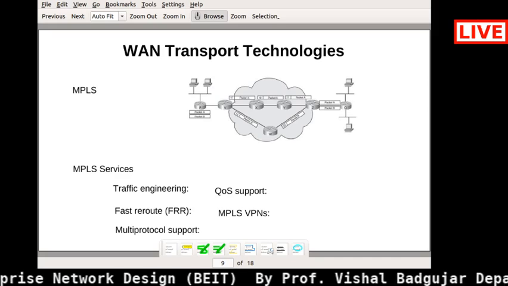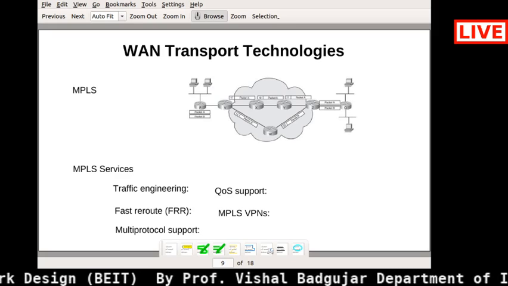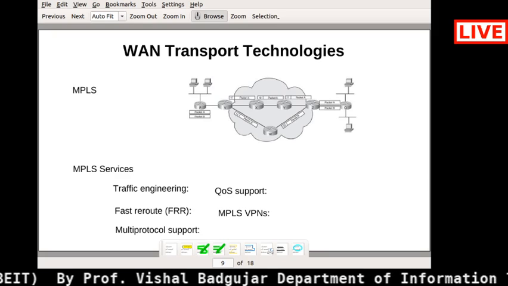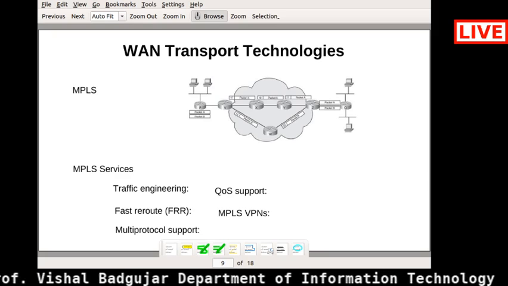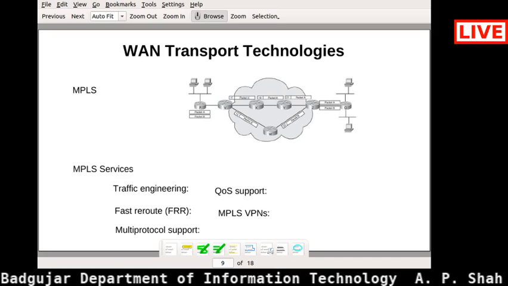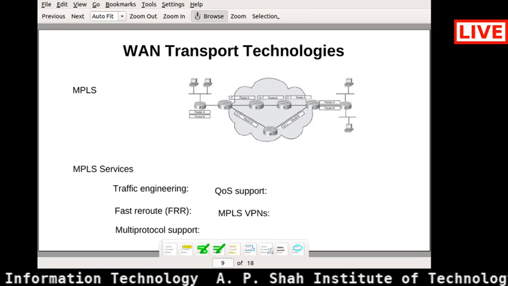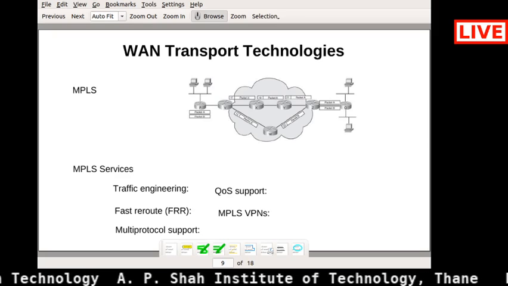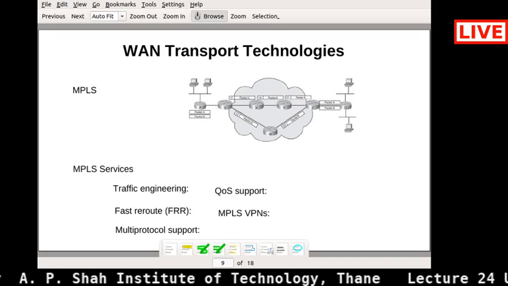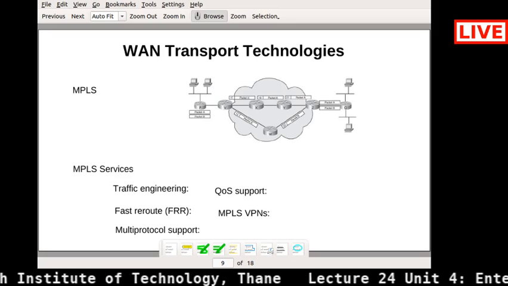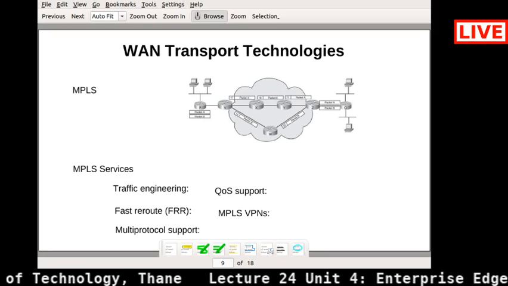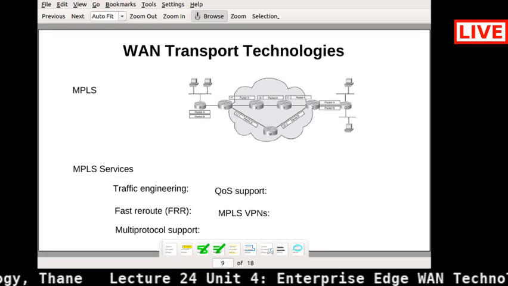Then QoS support. MPLS creates a connection-oriented network for IP traffic. Therefore it provides QoS traffic controls. For example, it might provide guaranteed bandwidth to specific traffic between two locations. That is the QoS, and network reliability is what it provides to you.